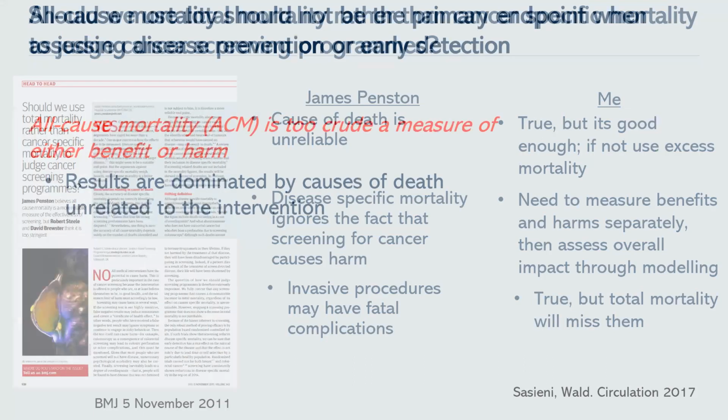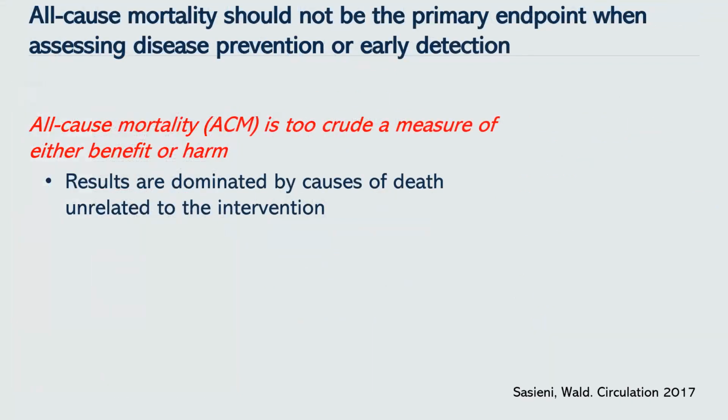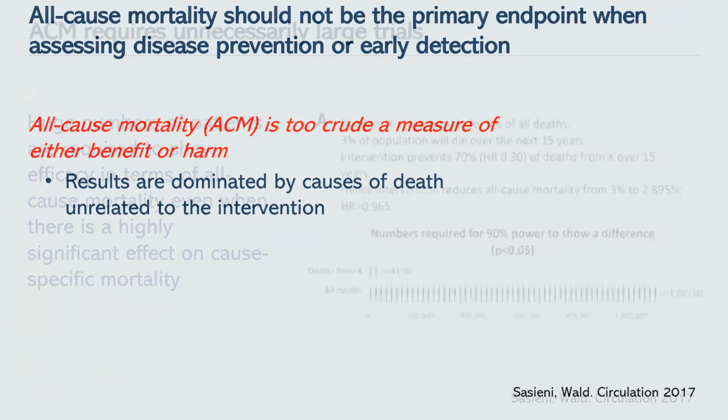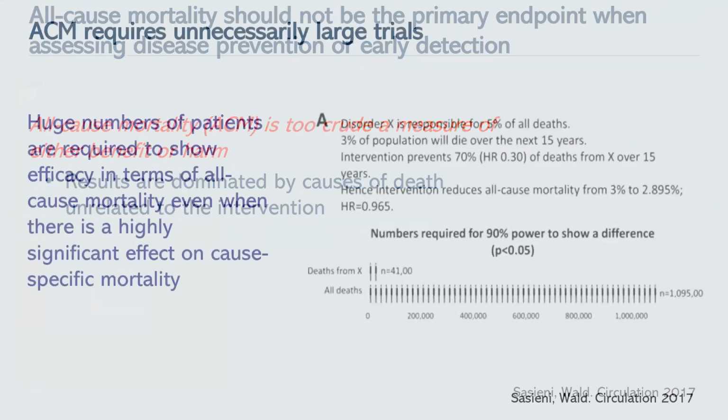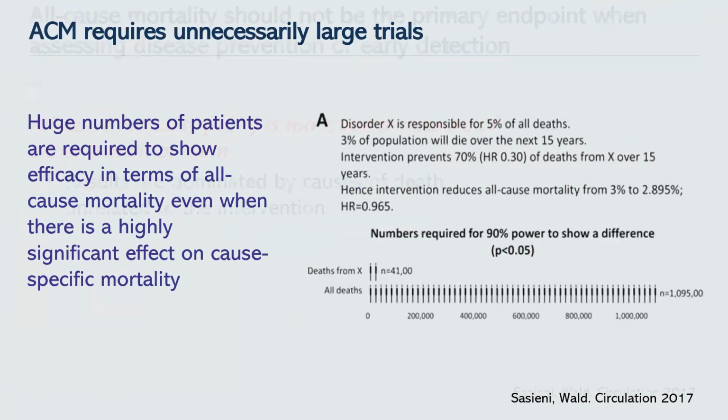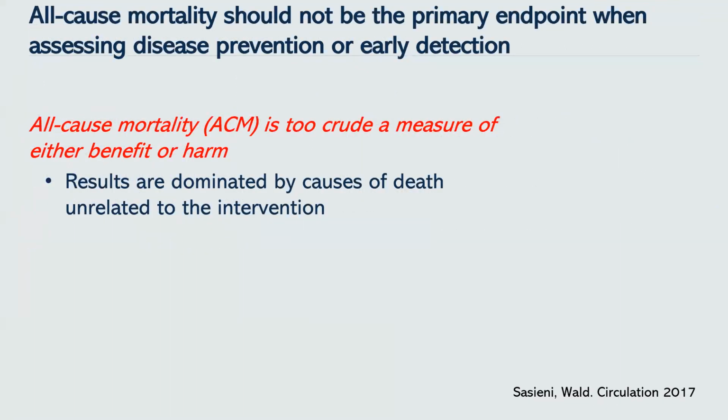And so 6 years later, I wrote an article with Sir Nicholas Ward in which we argued that all-cause mortality is a really bad endpoint when assessing disease prevention or early detection. And we had three basic arguments. First of all, it is too blunt an instrument, too crude a measure of either benefit or harm. The results are dominated by causes of death which are totally unrelated to the intervention.